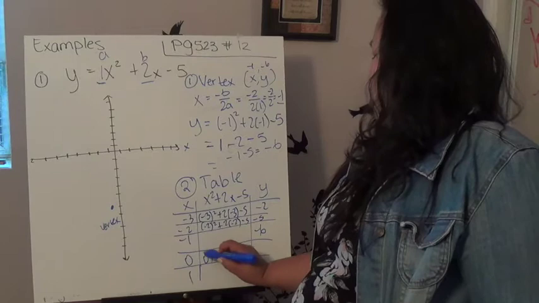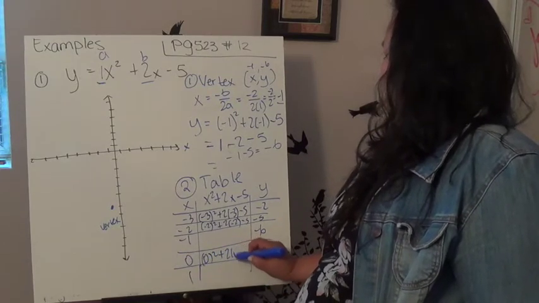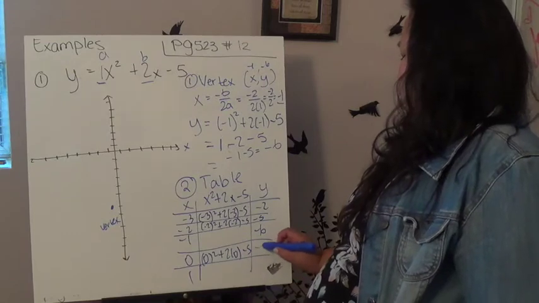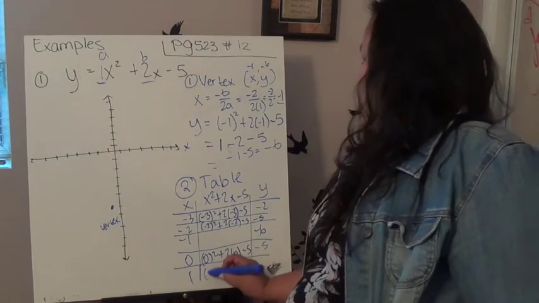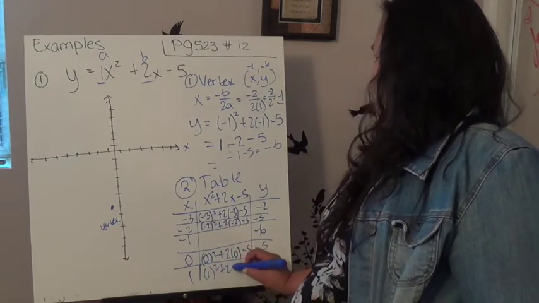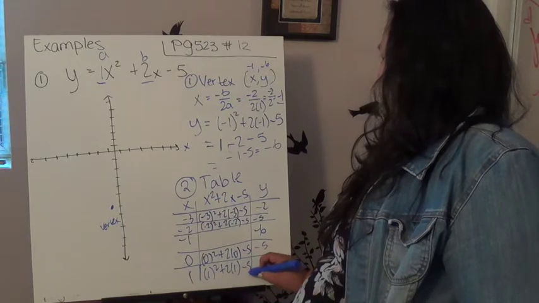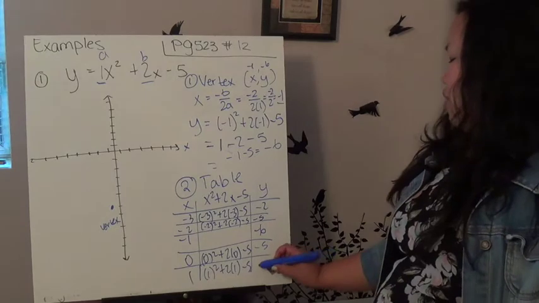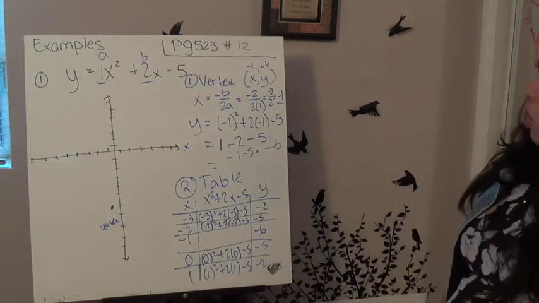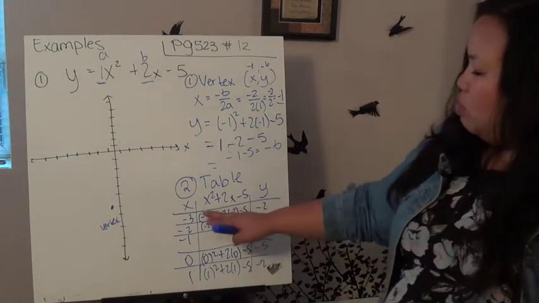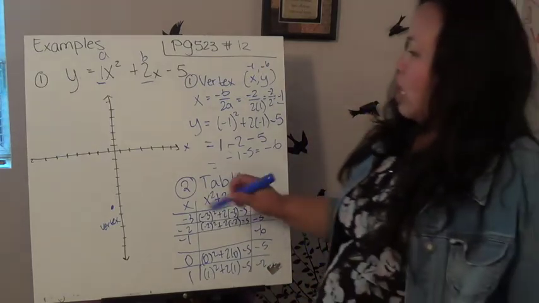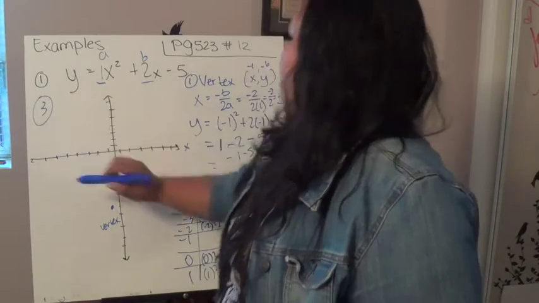0 squared plus 2 times 0 minus 5. This is 0 plus 0. So I end up with minus 5. And then 1 squared plus 2 times 1 minus 5. 1 squared is 1. Plus 2 is 3. 3 minus 5 is negative 2. So then I have 2 before it and 2 after it. So I should be able to get my U. So my third step is to actually graph it.